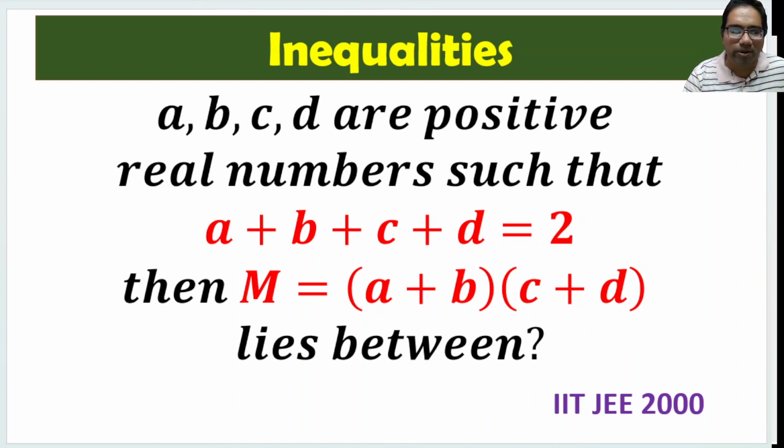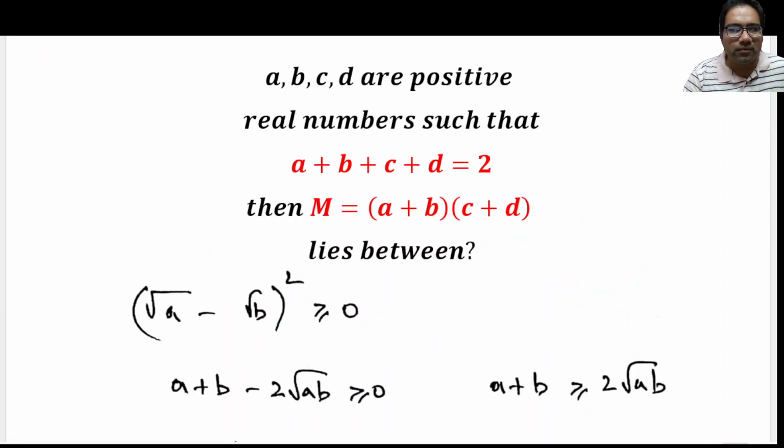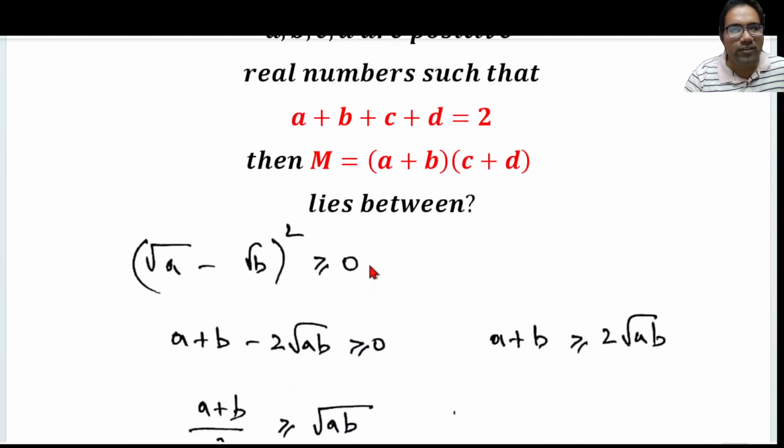Right. This is a very simple problem. We'll use our AM-GM inequality. Right. What is the inequality? AM, the arithmetic mean of two numbers, is always greater than or equal to the geometric mean. We know that, right?